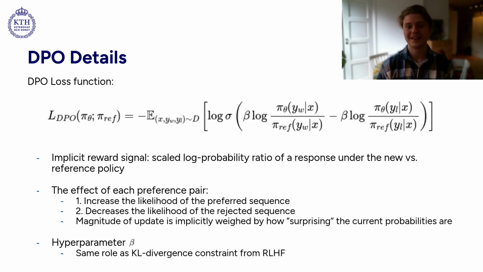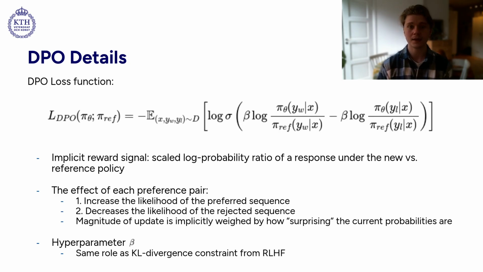So how does this translate into training? Well, during backpropagation, for each preference pair, the gradient effectively does two things. It increases the likelihood of the preferred sequence, y_w, and decreases the likelihood of the rejected sequence, y_l. The magnitude of this update is implicitly weighted by how surprising the current probabilities are, you can say.